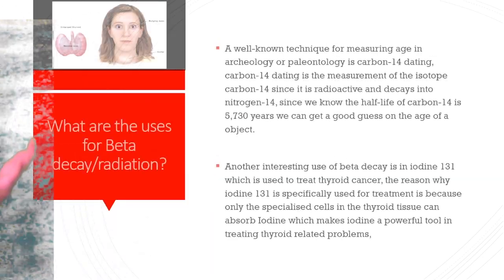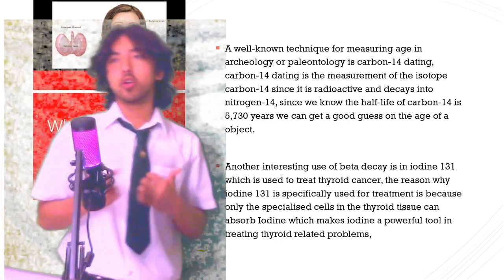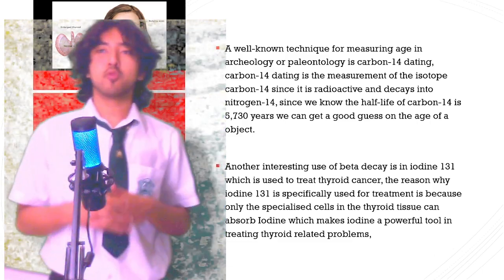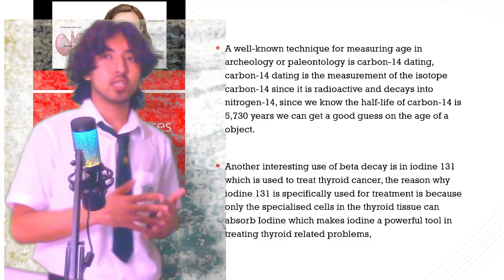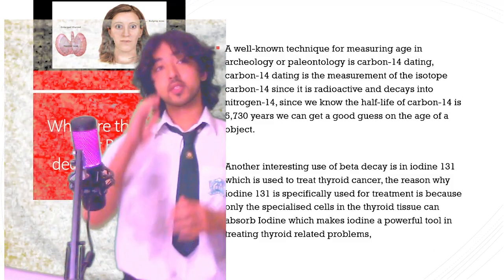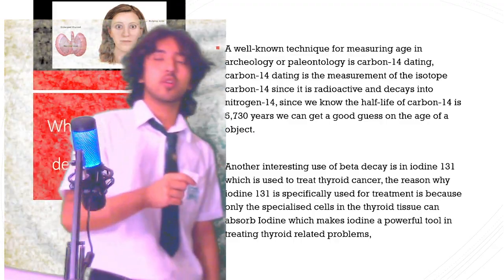What are the uses for beta decay/radiation? Well, a well-known technique in archaeology and paleontology to measure the age of an object is carbon-14 dating. Carbon-14 dating is the measurement of the isotope carbon-14. Since carbon-12 and carbon-13 are stable, they don't decay into anything else, but carbon-14 decays into nitrogen-14.